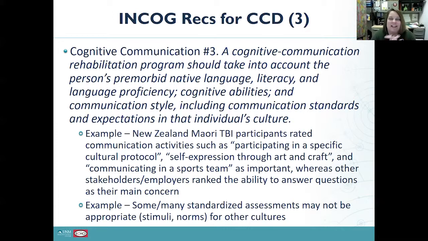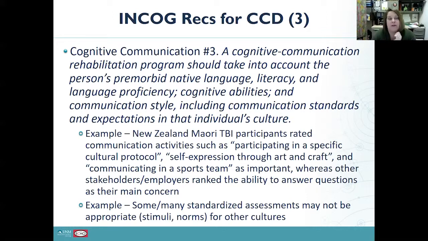So the third recommendation is that a cognitive communication rehabilitation program should take into account premorbid native language, literacy, language proficiency, cognitive abilities, communication style. And I love this last piece, including communication standards and expectations in that individual's culture. This is also something that we're terrible about. Most of the assessments that we give are not appropriate either in the stimuli that we're presenting or in the norms for use with people with any sort of cultural and linguistic diversity. So I like that this is kind of front and center.